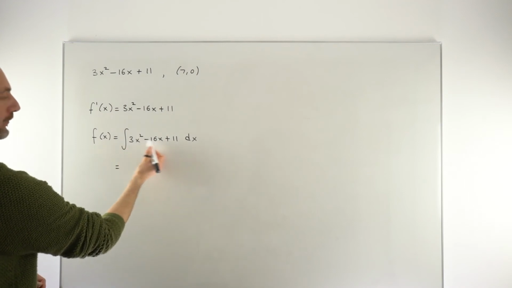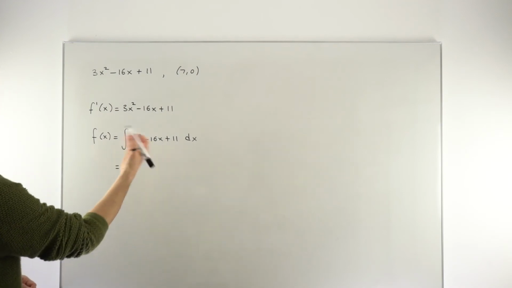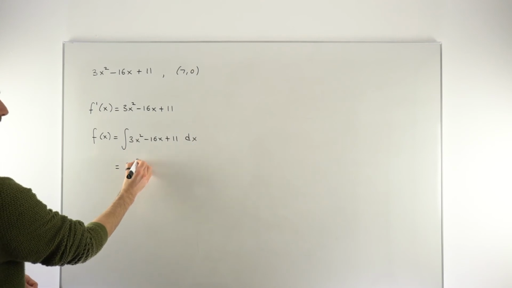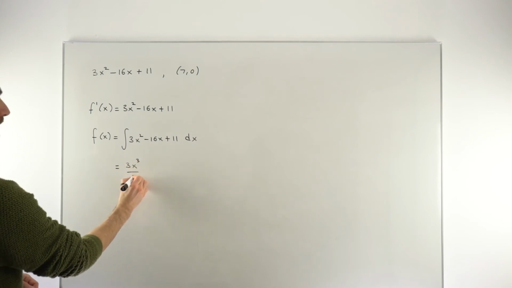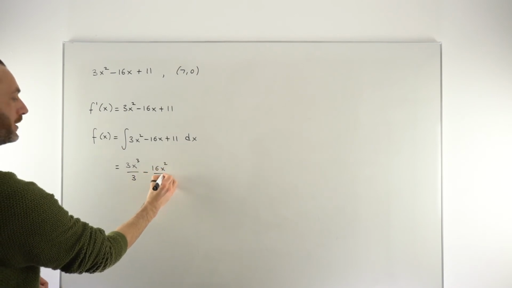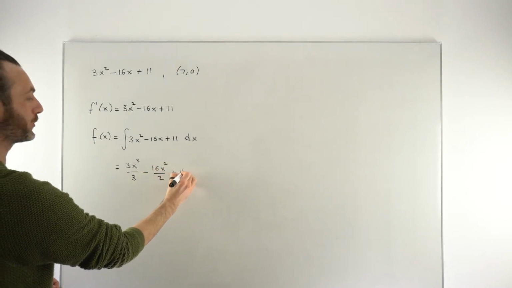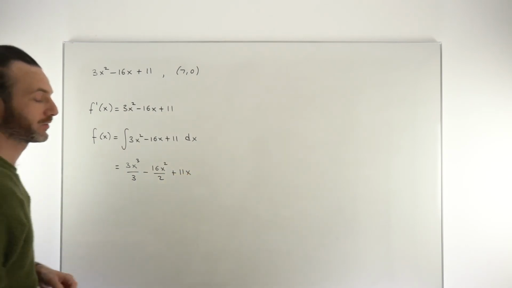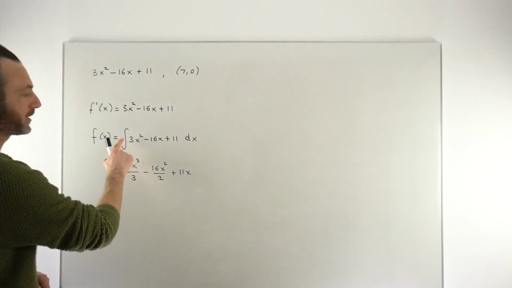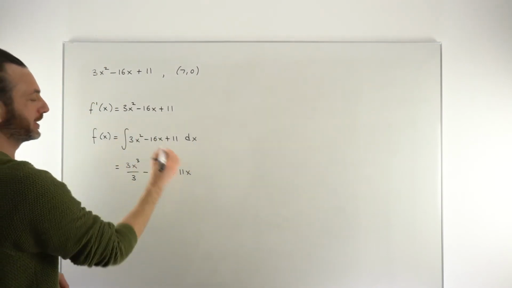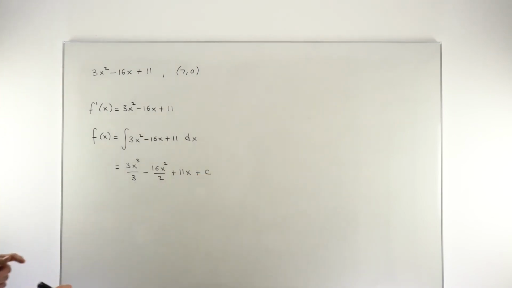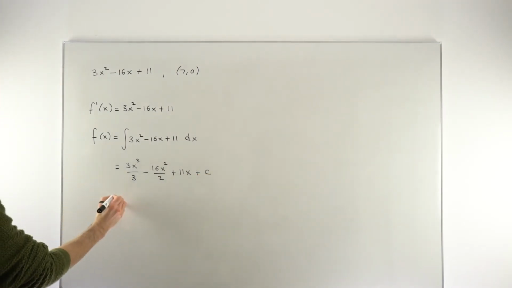These are all in the form to use the power rule for integration. So increase the power by 1 divided by the new power. So this would become 3x cubed divided by 3 minus 16x squared divided by 2. And remember that a constant like the number 11 integrates to 11x. That's always the case for a constant. Because this is an indefinite integral with no limits on the integral sign, we need a plus c, which is really important in this question type. Okay, so that's our f of x.